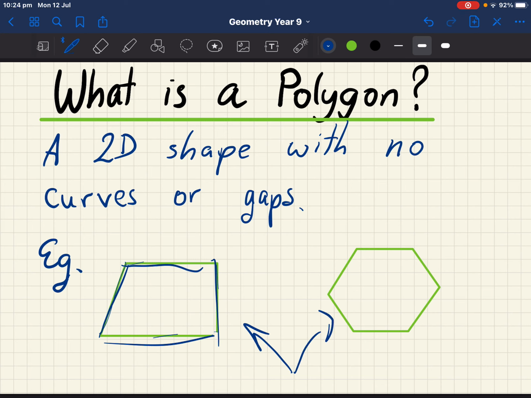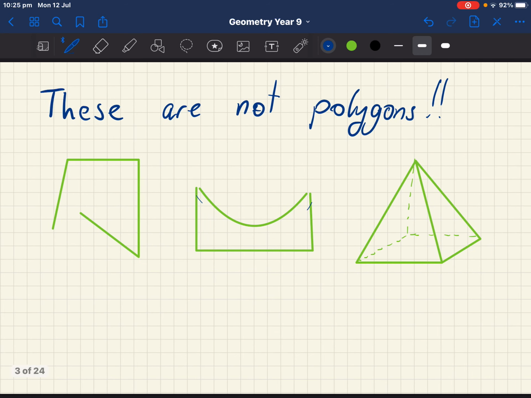Looking at the second one, for the exact same reason, it's two-dimensional, so it's a flat shape. All the edges are straight and there are no gaps, so it's also a polygon. This one happens to be a six-sided polygon, which we would call a hexagon, but we'll go through those names later on in this lesson.